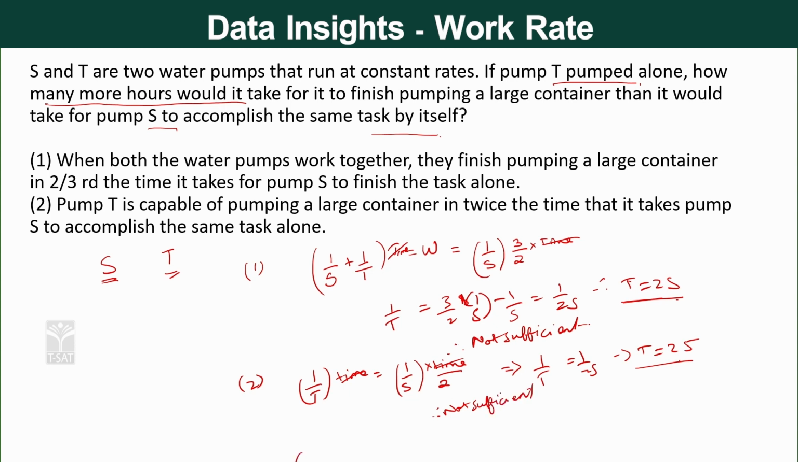Now, combine statement 1 with statement 2. This is still not sufficient, because both end up giving the same information, that is T is equal to 2S. So, when both are the same, there is no conclusion, not enough information provided to answer the question, therefore this is also not sufficient. So, when statements 1 and 2 together are also not sufficient, what is the answer option? Answer option becomes E. E is when both statements together are also not sufficient to answer the question. Let us move to the next question now.